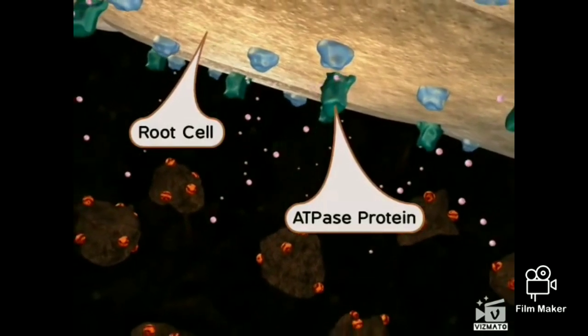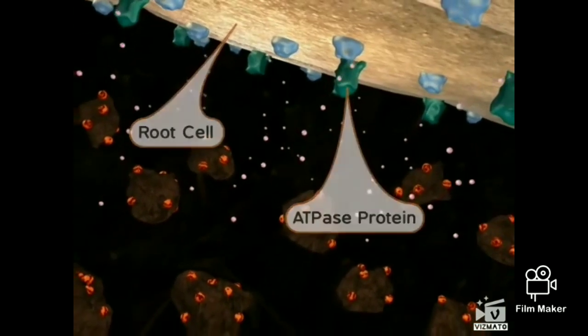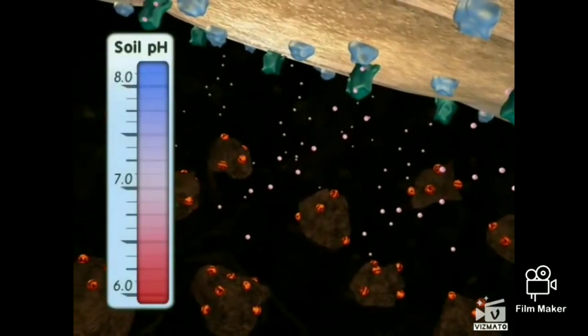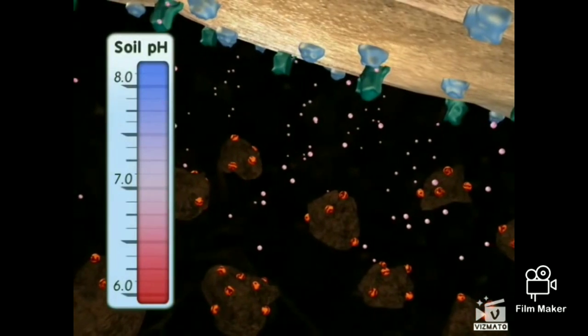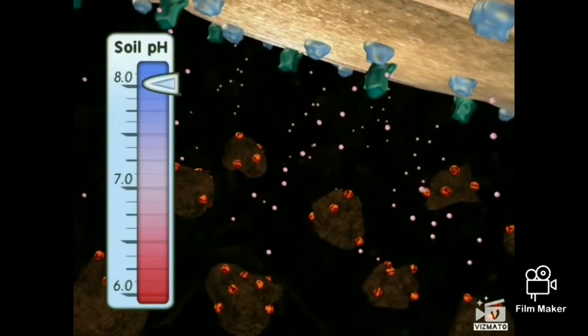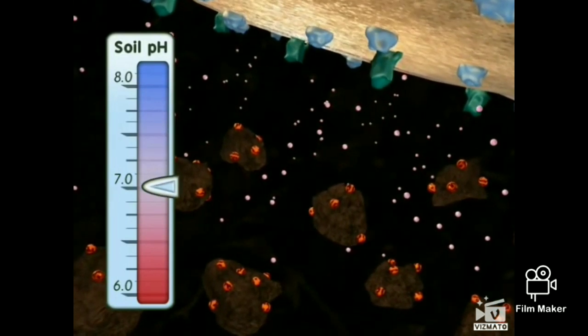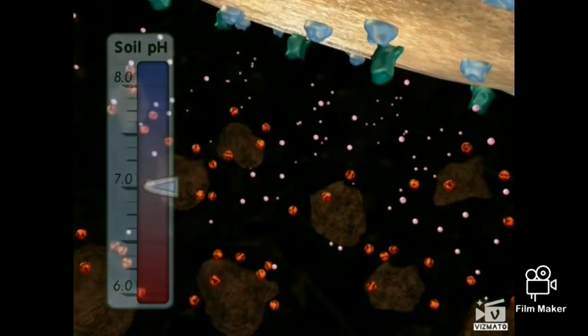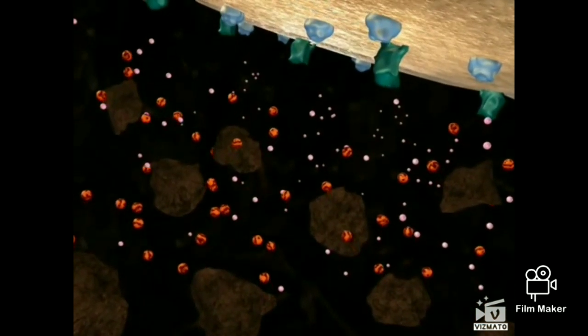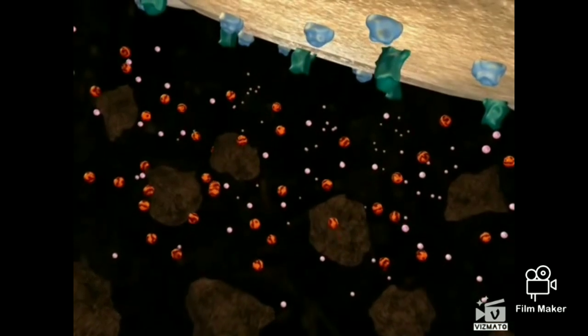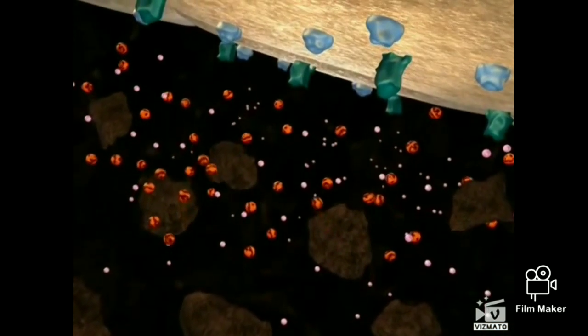Hydrogen ions can be produced by the action of the hydrogen ATPase family of proteins. When these are active, hydrogen ions are released into the soil and the pH drops. As the pH drops, iron is released from the soil particles and becomes available as soluble iron. Minerals have additional features that need to be considered for proper mineral absorption.